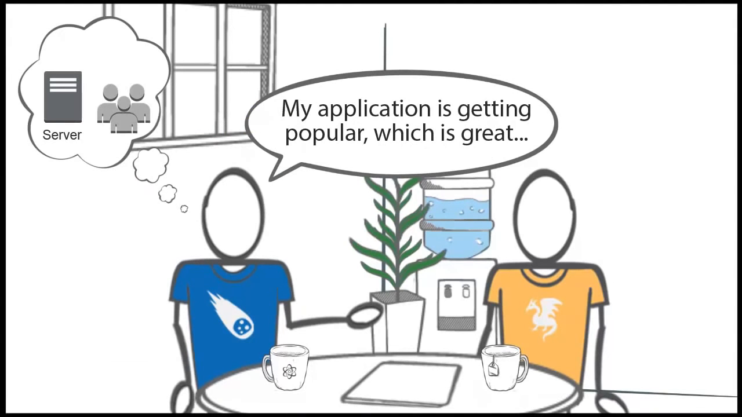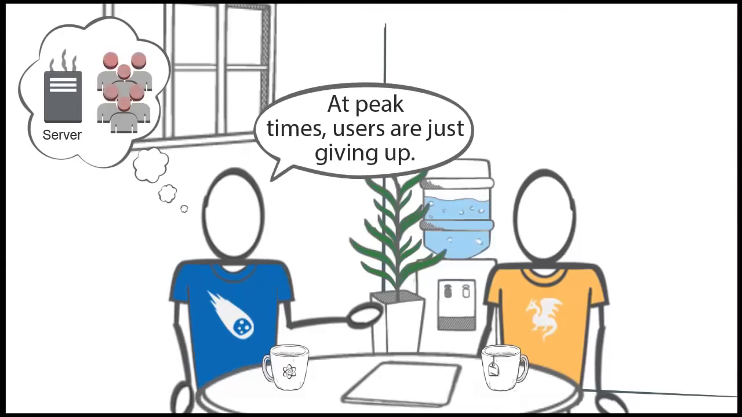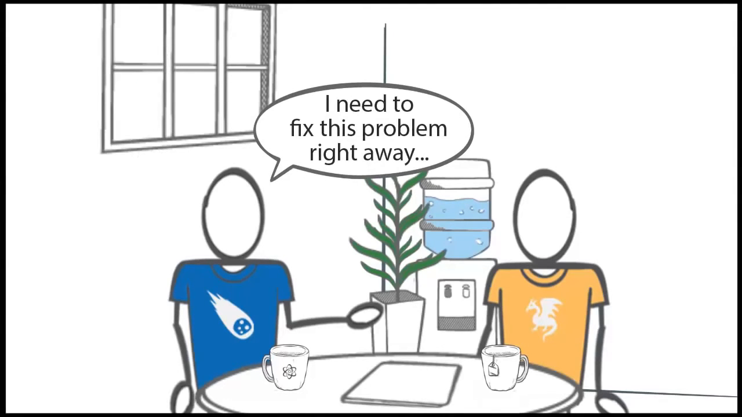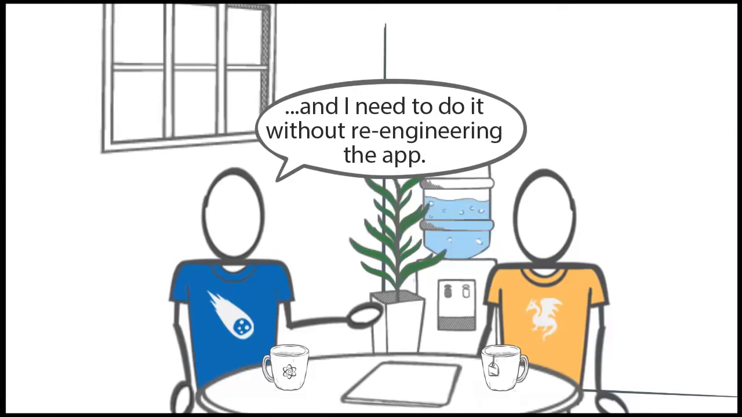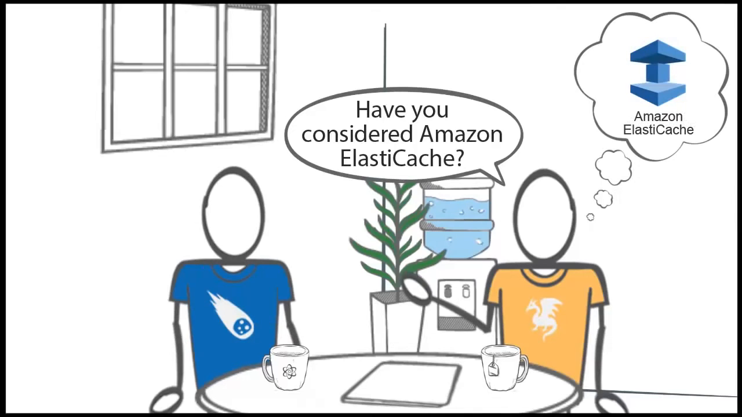My application is getting popular, which is great, but its performance really suffers under heavy load. At peak times, users are just giving up. I need to fix this problem right away, and I need to do it without re-engineering the app. What can I do? Have you considered Amazon ElastiCache?